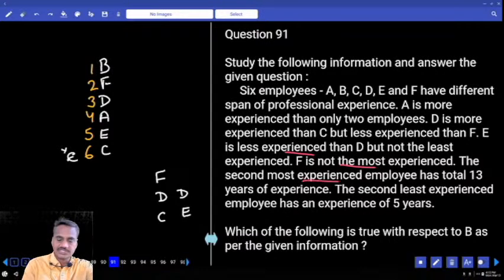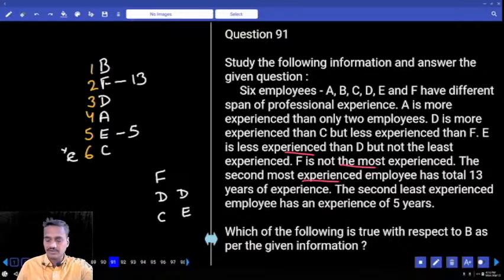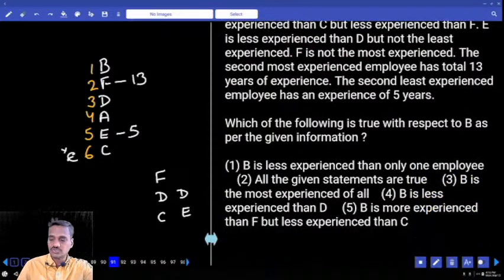The second most experienced employee has 13 years, that is F. The second least experienced employee has 5 years of experience. Which of the following is true with respect to B? B is less experienced than only one employee, that is false. B is the most experienced of all, that is definitely true. Choice 3, question number 91.